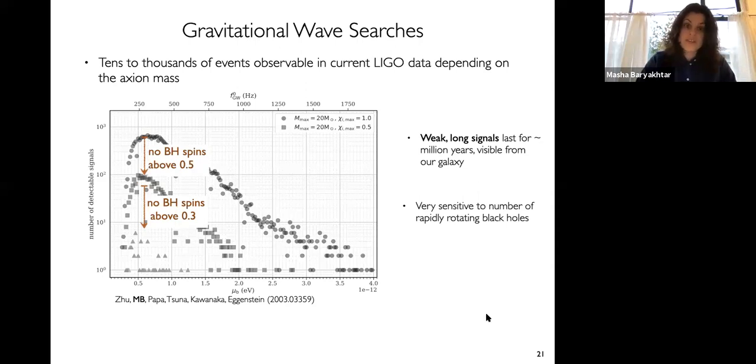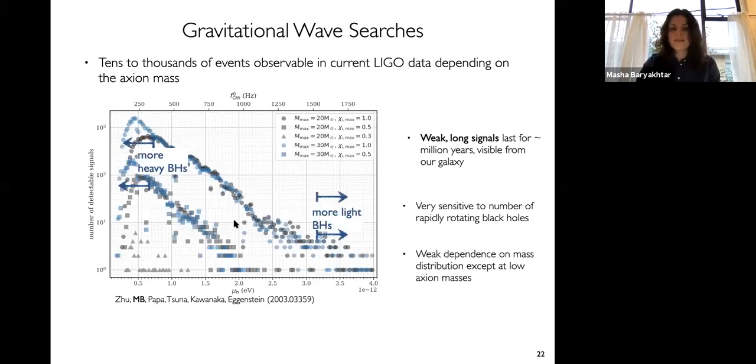There's a strong dependence on the spin distribution because, as I mentioned, the black hole needs to lose angular momentum for these clouds to form, so it needs to be rapidly rotating. If black holes are always born with very low spins, say spins below 0.3, then you only see these triangle events here, which are just a handful of events at low frequencies. But for more general spin distributions, you can hope for large numbers of events.